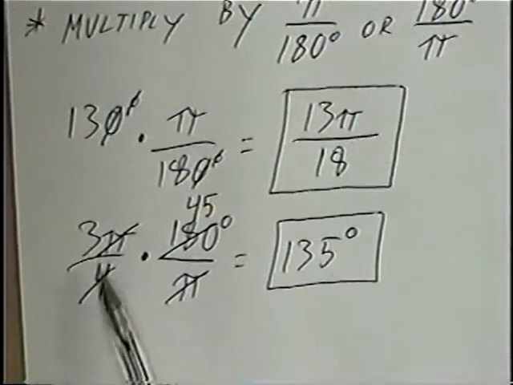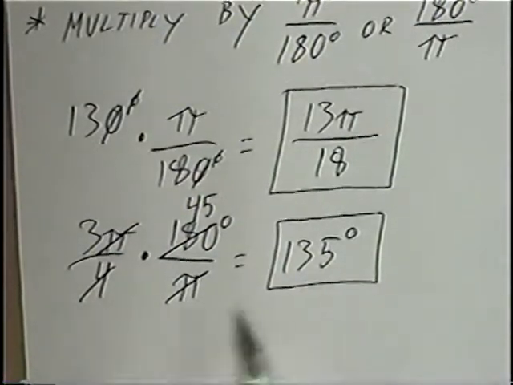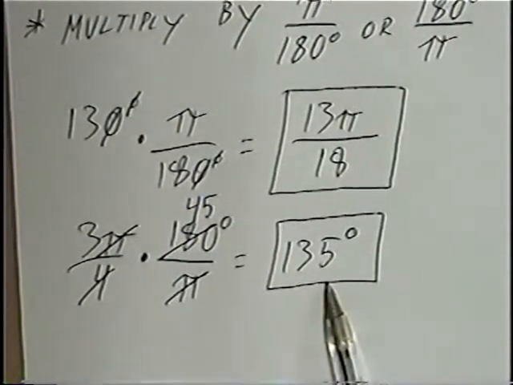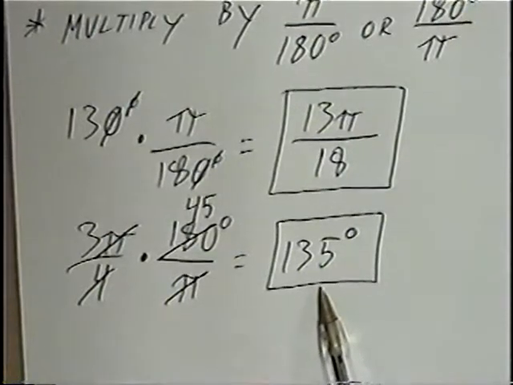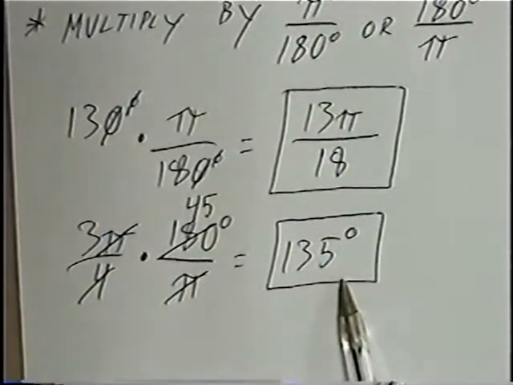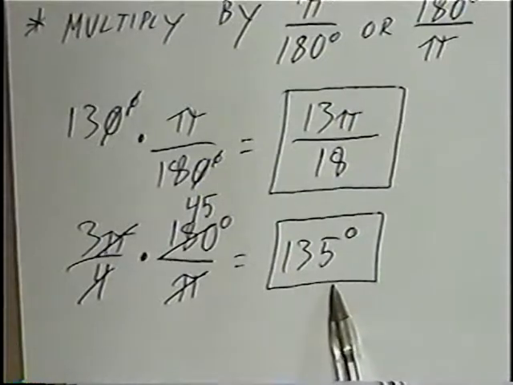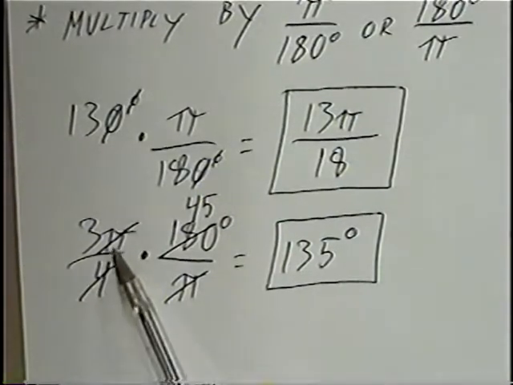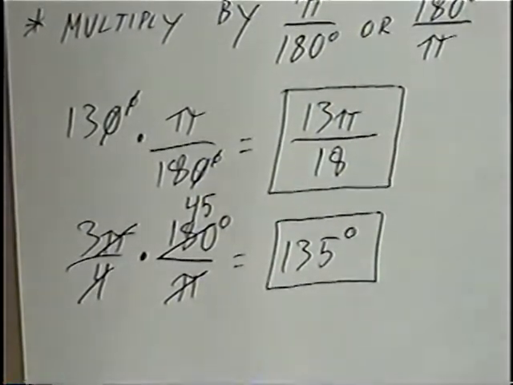So again, what this means, the radians 3 pi over 4 is the same as 135 degrees. And looking at the unit circle in quadrant 2 in the left-hand corner, if you find 135 degrees, it is equivalent to 3 pi over 4.